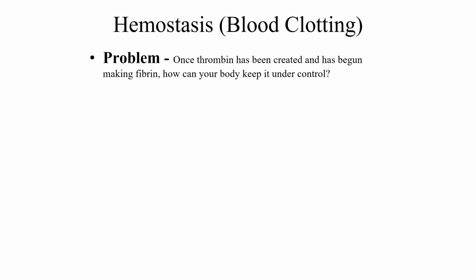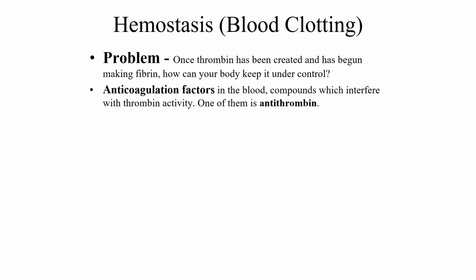Once thrombin has been created and has begun making fibrin, how can your body keep it under control? Well, we have these called procoagulants, which, pro, right, is going to cause and promote coagulation. We also have these called anticoagulants. So there are anticoagulation factors in the blood, which are compounds that interfere with thrombin activity, okay? And one of them is antithrombin, all right?